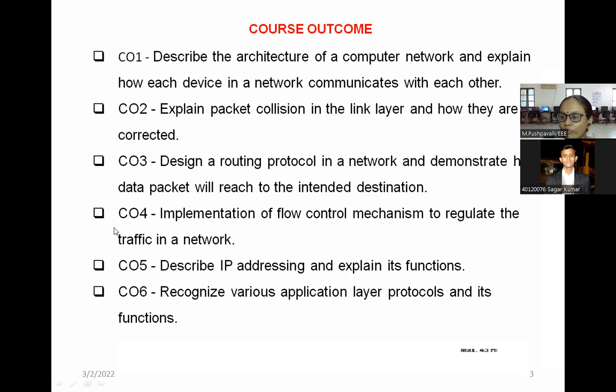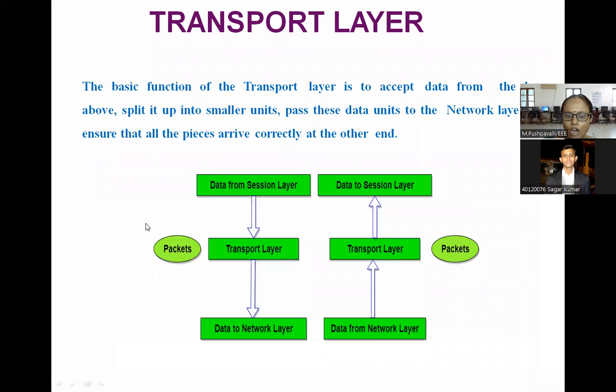In CO4, we are supposed to know the flow control mechanism and how to regulate the traffic in a network. So we are going to learn about the transport layer entirely. I told you each and every unit: CO1 covers unit 1, CO2 unit 2, CO3 unit 3, and similarly CO4 unit 4. Now I will go directly into the transport layer.